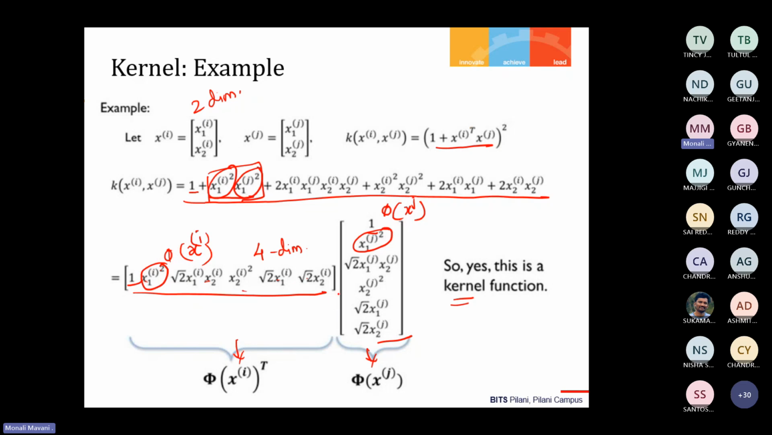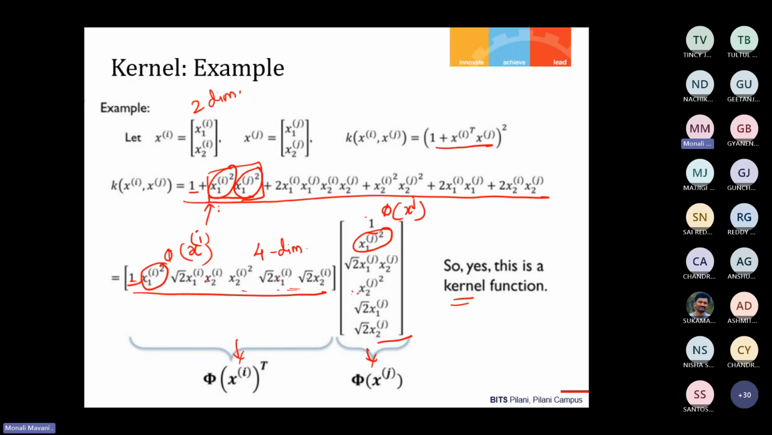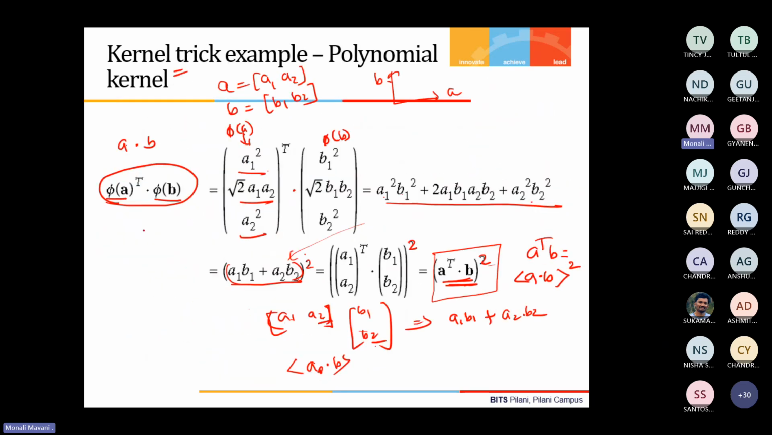Now you can try performing a dot product between these two, 1 into 1 plus x1 i square plus x1 j square and so on. You will get exactly the function which is the kernel function. Likewise, you can try with a different mathematical function. This example is very simple to understand.